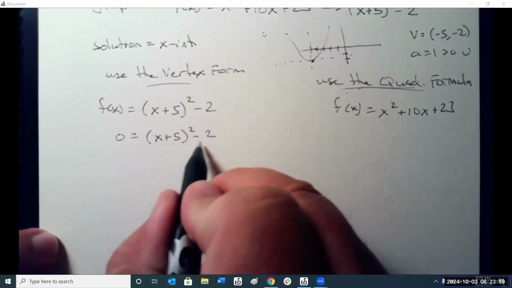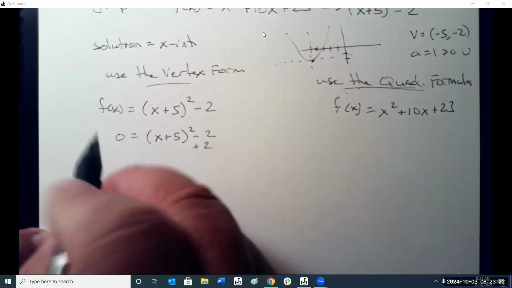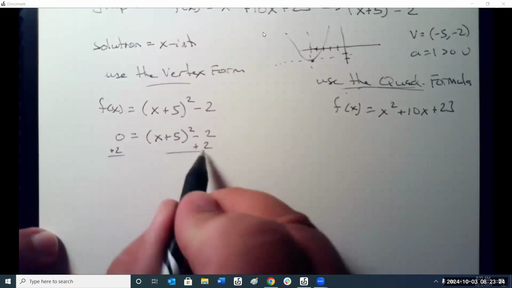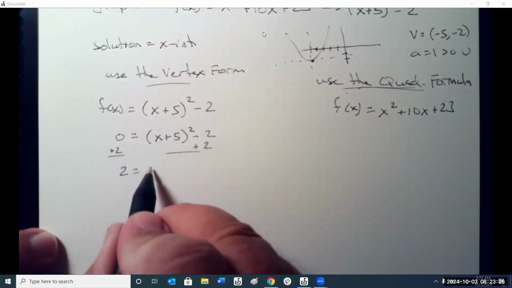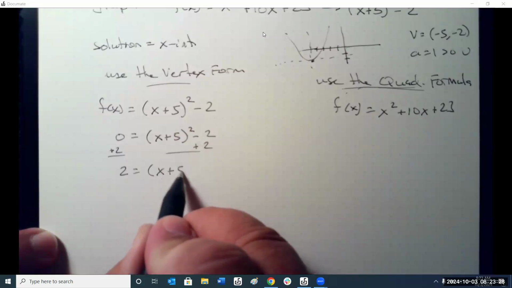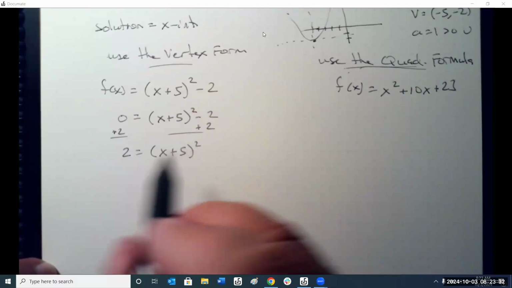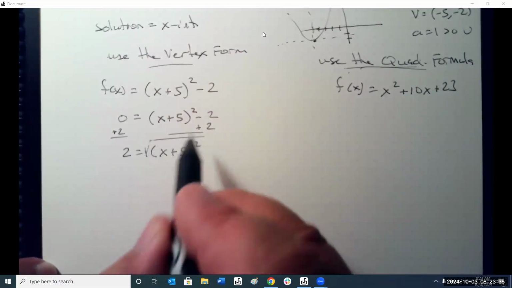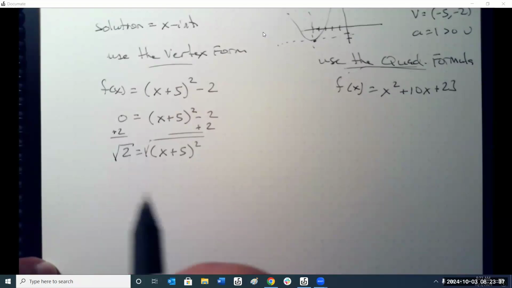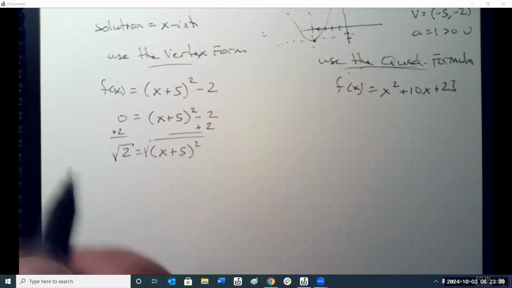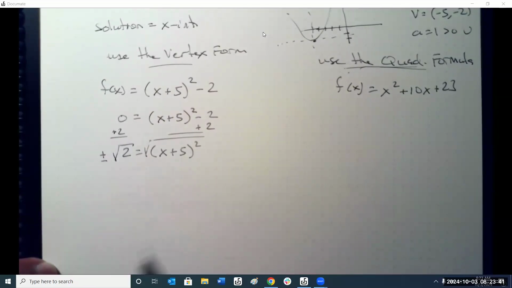First thing I do is get rid of the +2. So I add 2 to both sides. (x + 5) squared. I have to get rid of the square, so I have to square root both sides. Remember, whenever you square root something that's squared, you got to put a plus or minus in front of the other side.